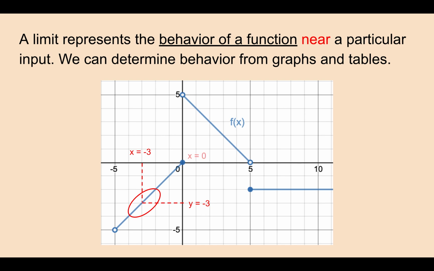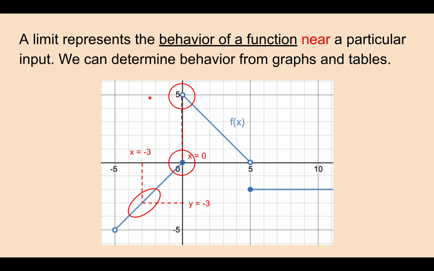Well, what if we did x equals 0? Here's my x equals 0 line. Notice I have two things going on. This graph actually splits. If I come in from the left, it looks like I'm going to go to 0. If I come in from the right, it looks like it's approaching 5. They approach two different numbers, so there's no limit here. So the behavior, that's a weird thing.